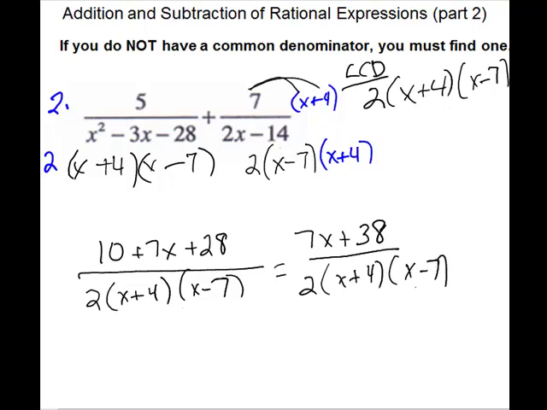To think about reducing, for your numerator, your only choice is to try a GCF, but there is no GCF, so there's nothing else you can do on this problem.